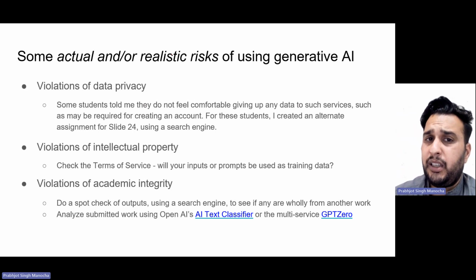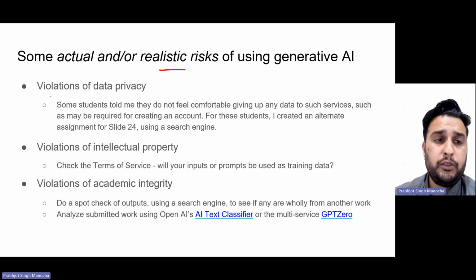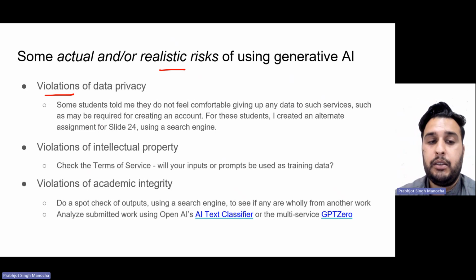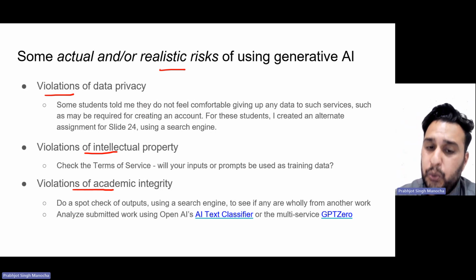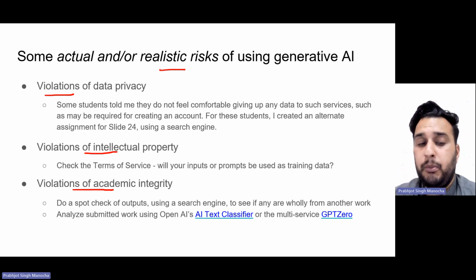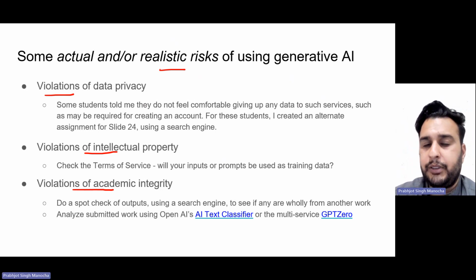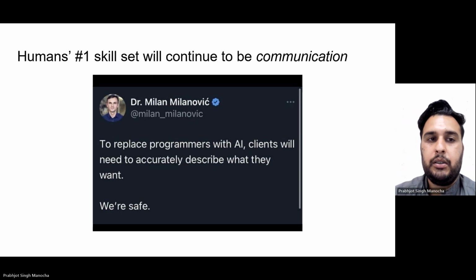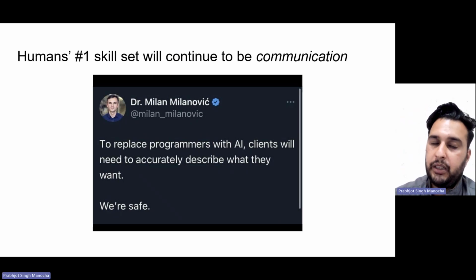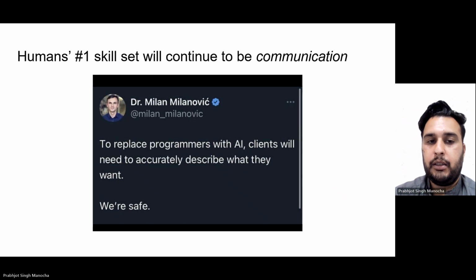So yes, there are some realistic risks of using generative AI also, like violation of data privacy, right? Violation of intellectual property also, right? Violation of academic integrity also, right? So do a spot check of the outputs, using a search engine to see whether content is copied wholly from another work, or how the content is being generated, right? Check the terms of service to see whether they will use the inputs or prompts as a training data set, right? Okay. So the human skill set will continue to do the communication, as we have to provide the data, right?